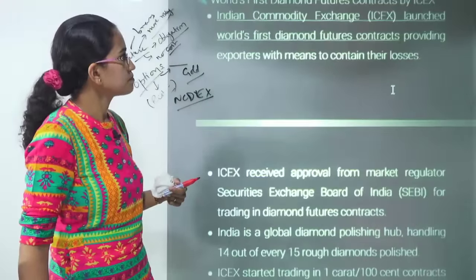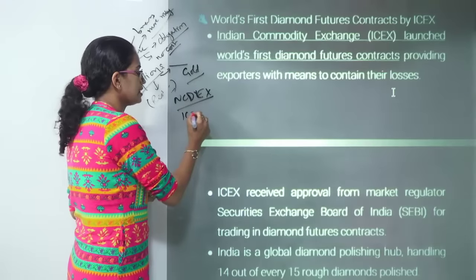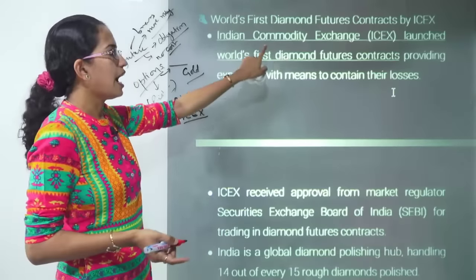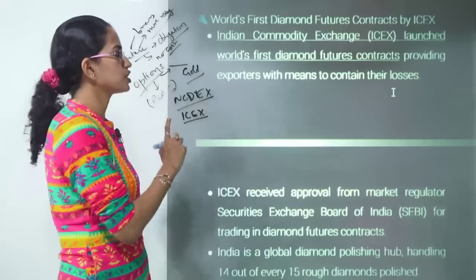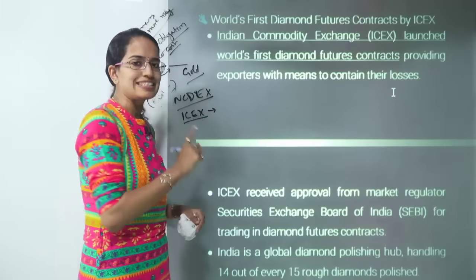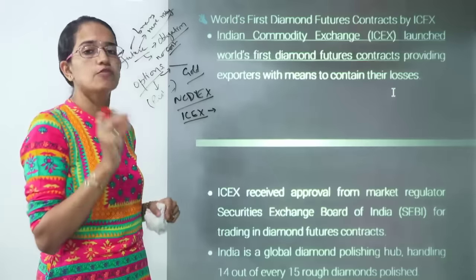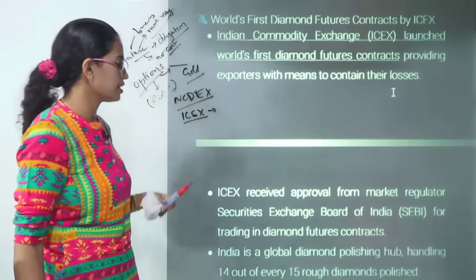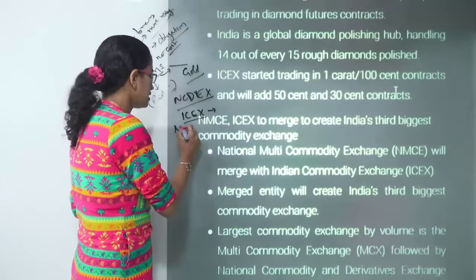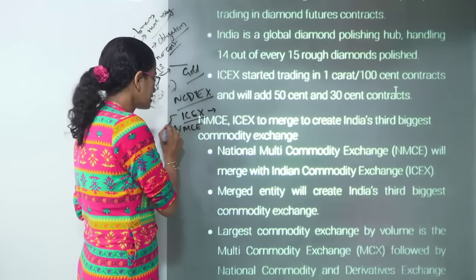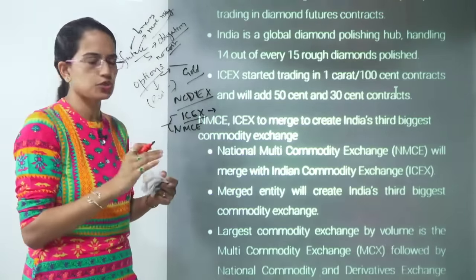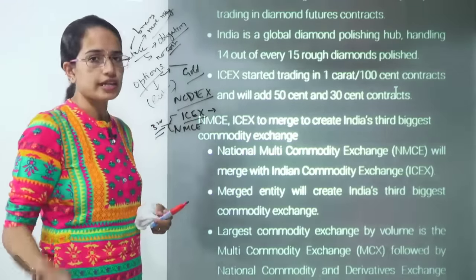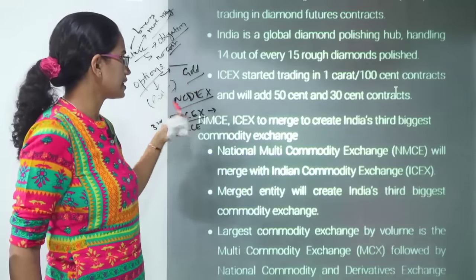The next important is ICEX. So ICEX is the next important commodity exchange in India. It's the Indian Commodity Exchange, and it would release the first commodity futures for diamond. So ICEX would release the first commodity futures, not options, futures for diamond. And then you have another institution which is NMCE. So together these ICEX and NMCE are trying to merge, and once merged they would become the third largest commodity trading exchange in India after MCX and NCDEX.